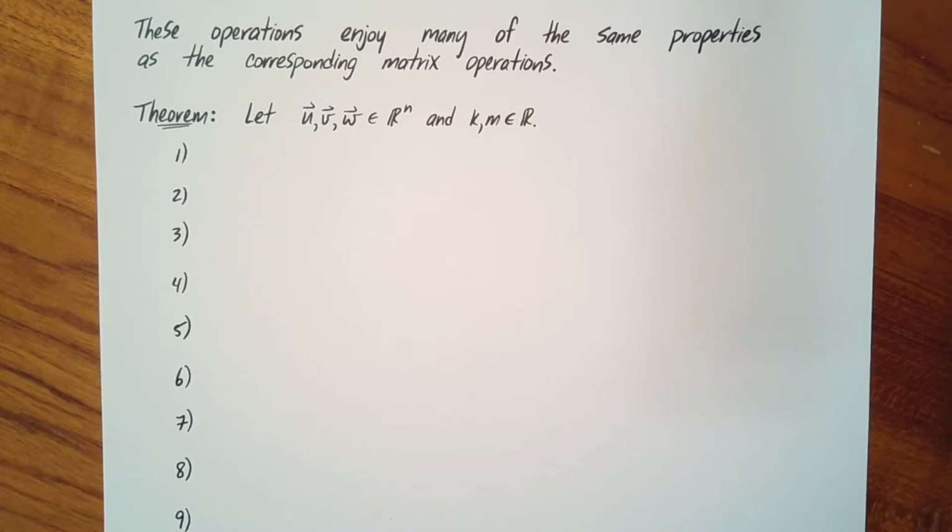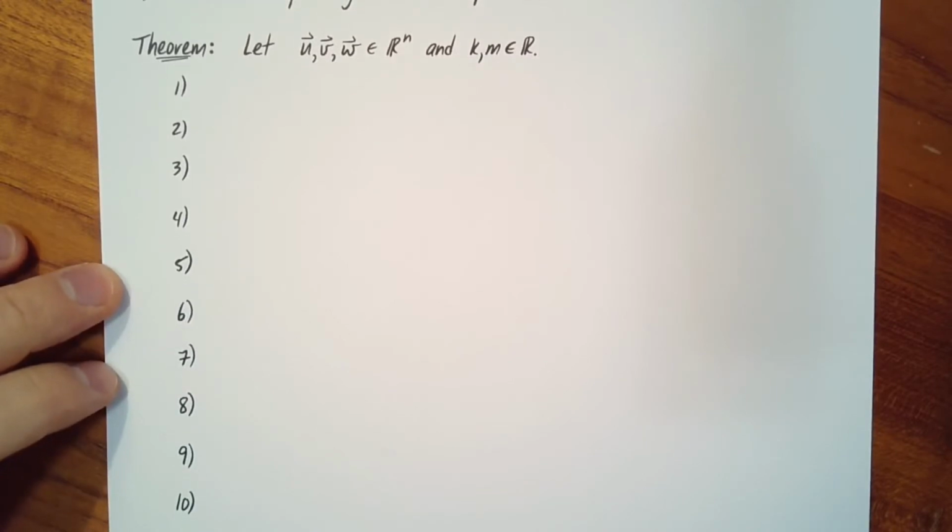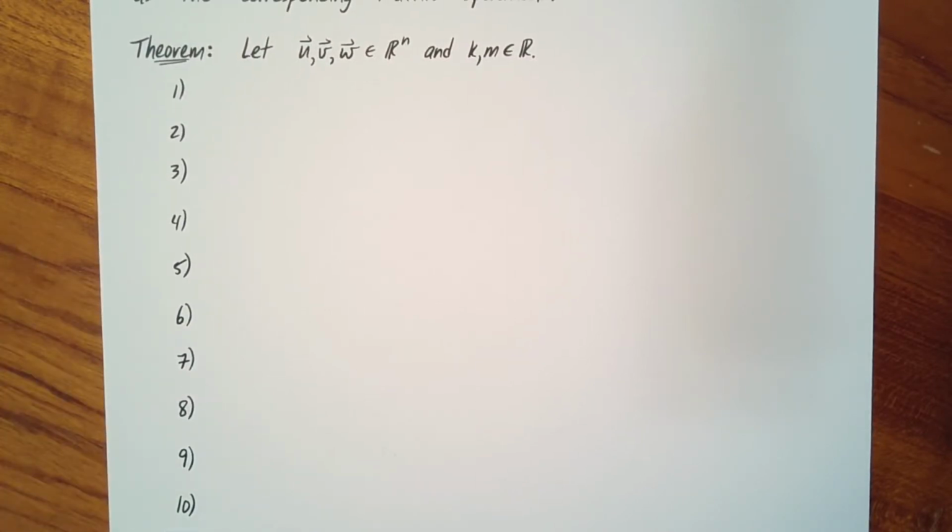Okay, so with new operations comes new properties. What I'm about to do is make a list of some standard properties that are possessed by coordinate vector operations, or addition, subtraction, and scalar multiplication, the ones we just defined, right? And you can see if I slide down here, there's room for 10 properties, and this is where the list is going to go.